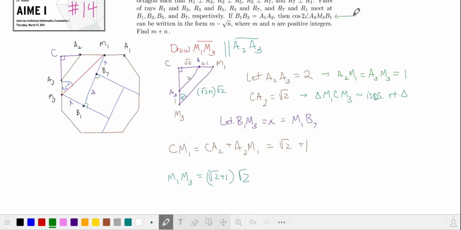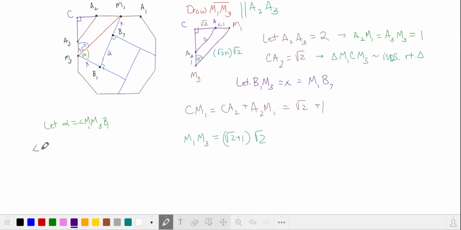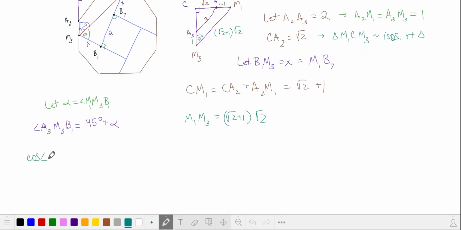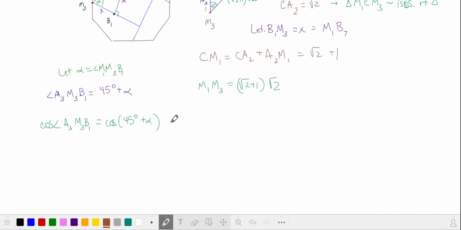We're interested in the cosine of this angle here, A3, M3, B1. Let me call this part alpha. That's angle M1, M3, B1. So angle A3, M3, B1 is going to be this 45 degrees plus alpha. So let's take the cosine of both sides, and we'll use our cosine sum formula. That's cosine cosine minus sine sine. Both of these are root 2 over 2, so I will factor them out.